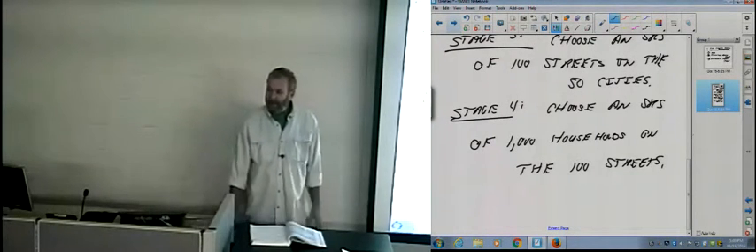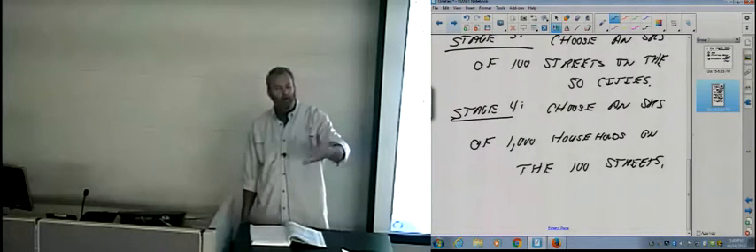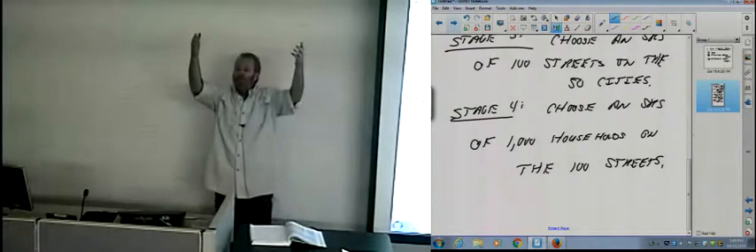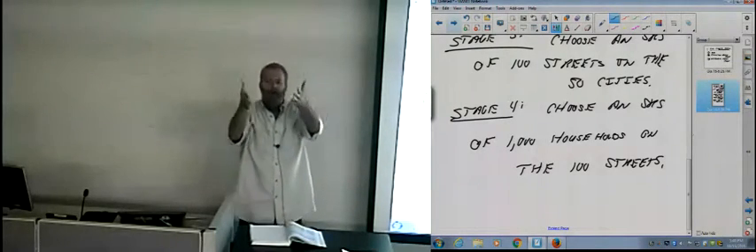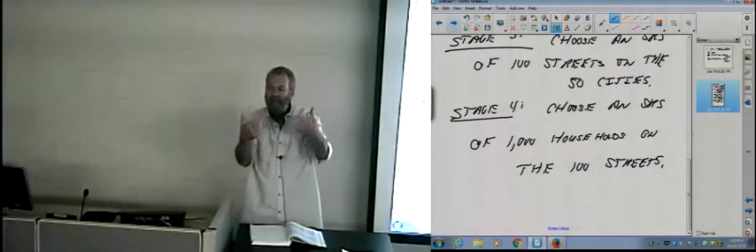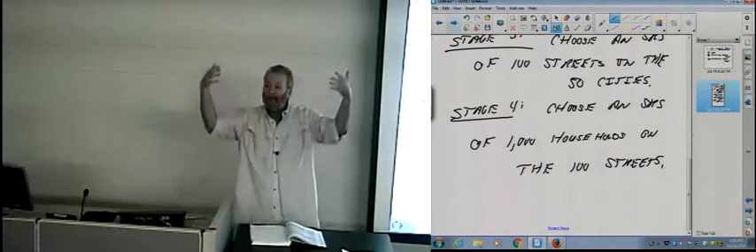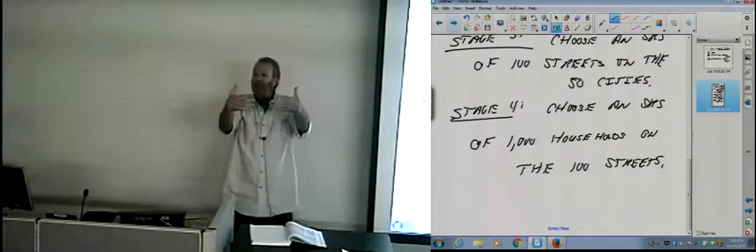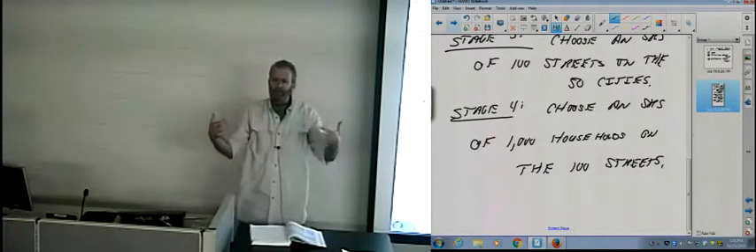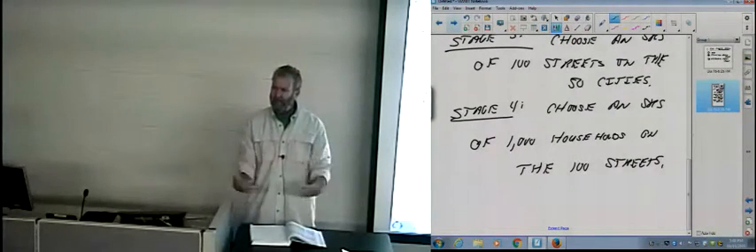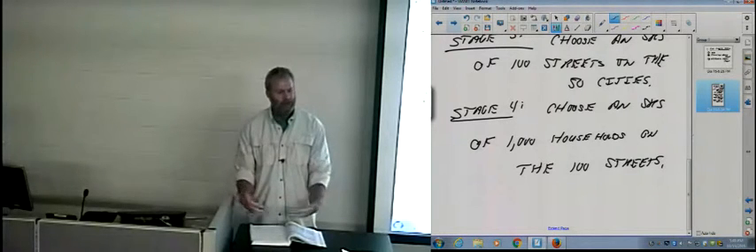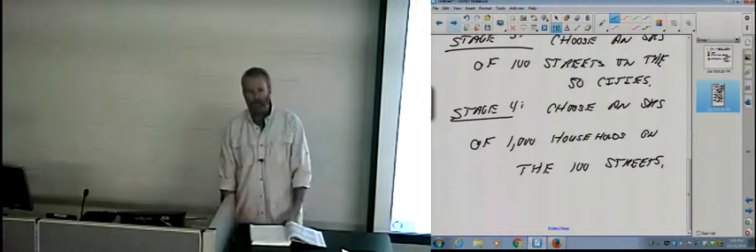Yes, it's multi-stage. I wrote stage 1, 2, 3, and 4. What I think about it's like a funnel, right? And we're always funneling down. And the next stage down is coming from the stage above, right? I started with all the states. I chose 8 of them. Inside of those 8 states, I chose 50 cities. Inside of those 50 cities, I chose 100 streets. Inside those 100 streets, I chose 1,000 households.